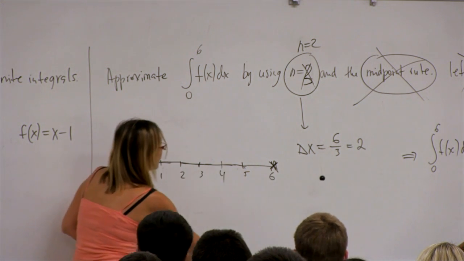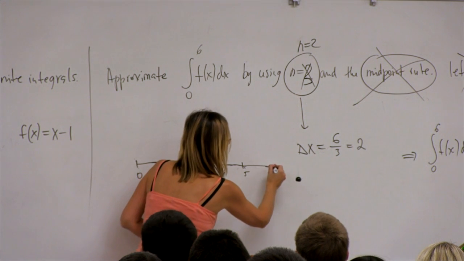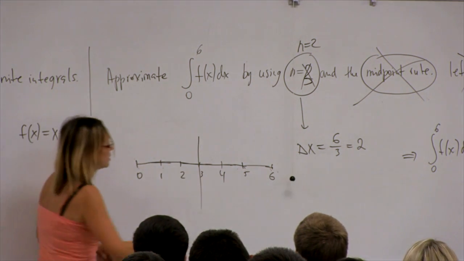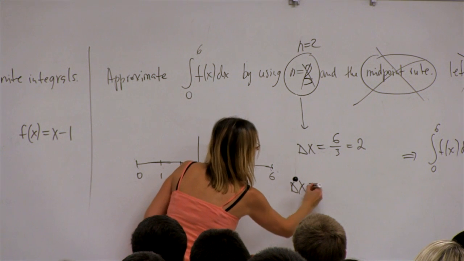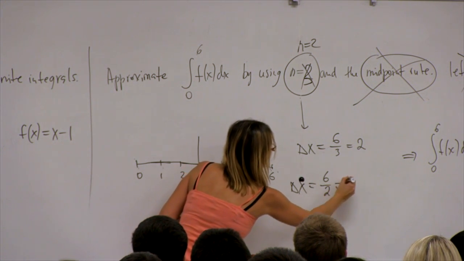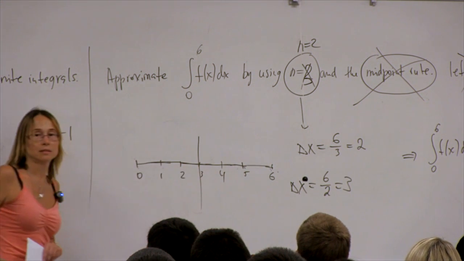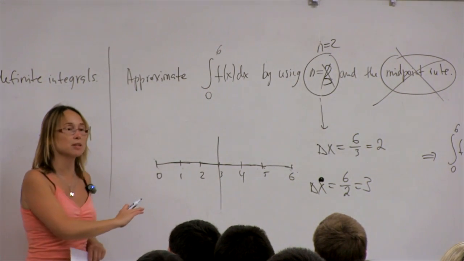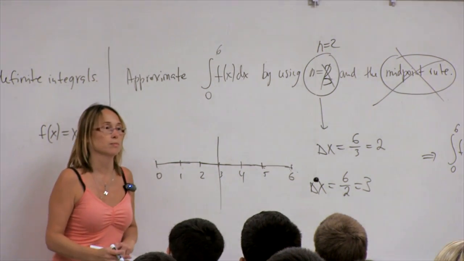And split this interval into not 3, but 2 intervals, like this. In this case, delta x is 3, right? Okay? And so on. So these are the steps that you take, always, for such problems. Questions?